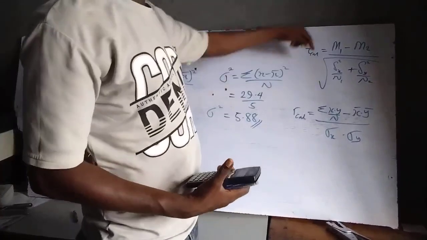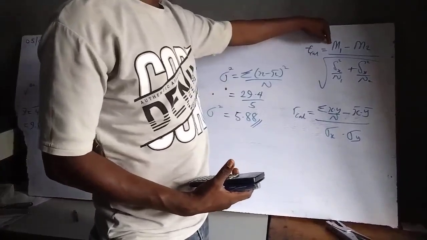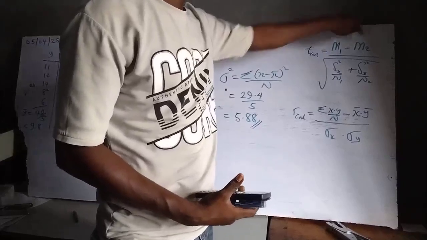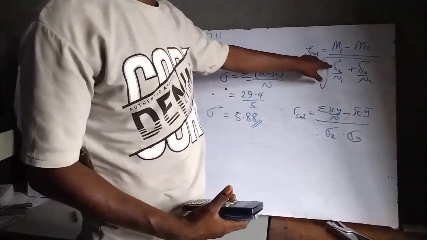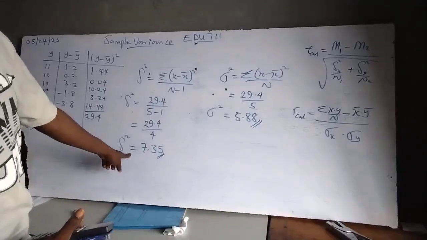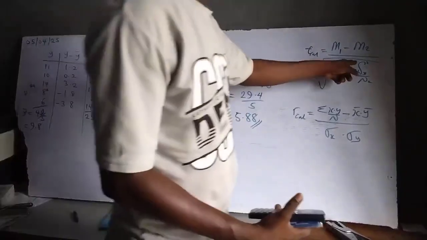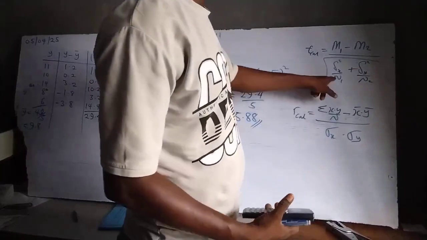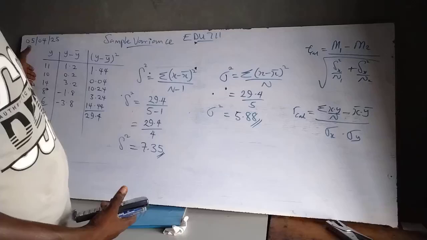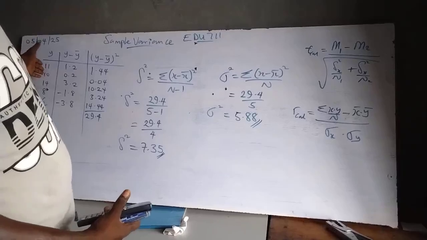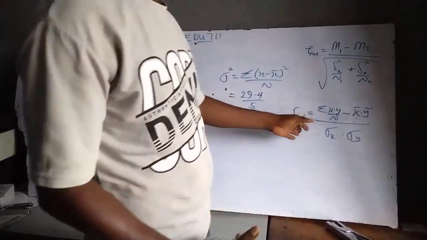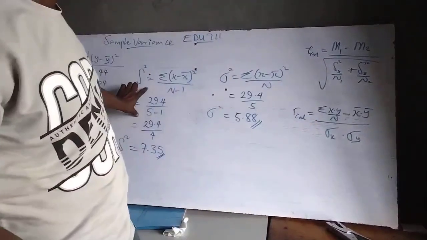So for this, it means you need the mean of x, which is m1, and the mean of y, which is m2. Then you need the sample variance of x, like what we did here. You do that for x and you do that for y. Then you need the n1, which is the population of x, and the population of y, n2. But this is what we need for t-test.